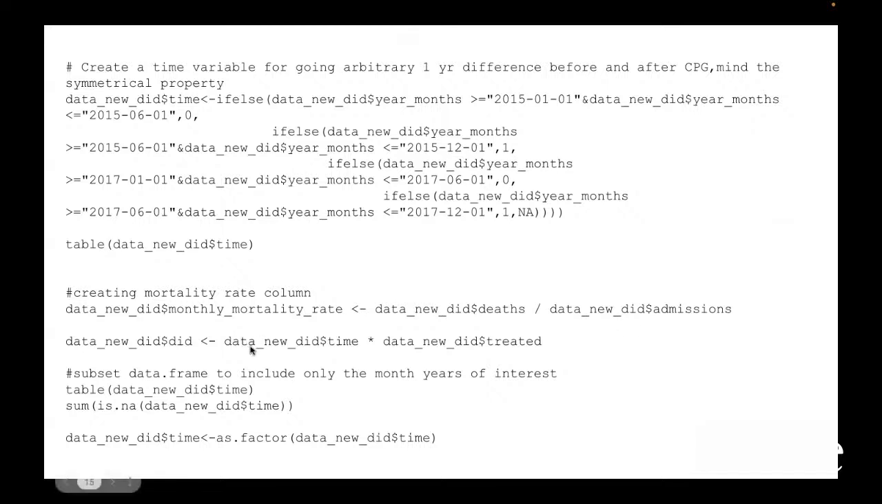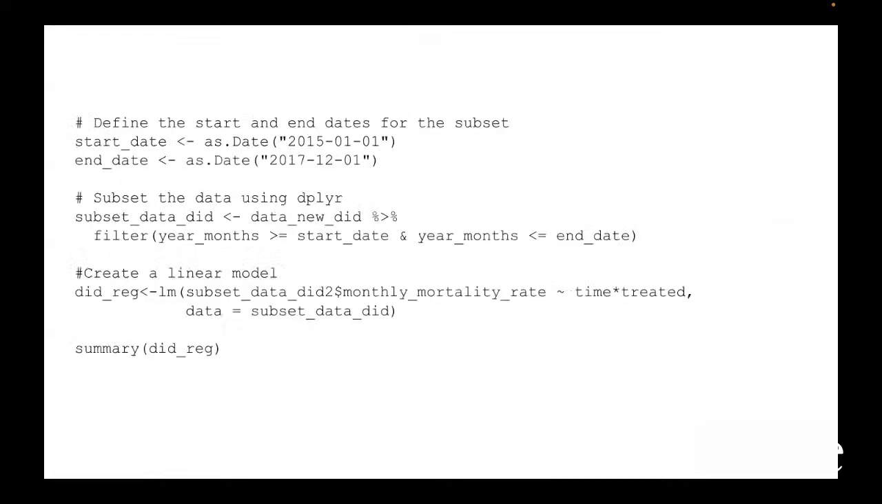And then I create a new variable known as DID. The DID is the interaction, the multiplication between time and the treatment. After I did that, I considered it as a factor variable, and then I did the linear regression. Before doing the linear regression, I have to define the start and end date so that I can subset and work only with the subset of the data set that I choose.